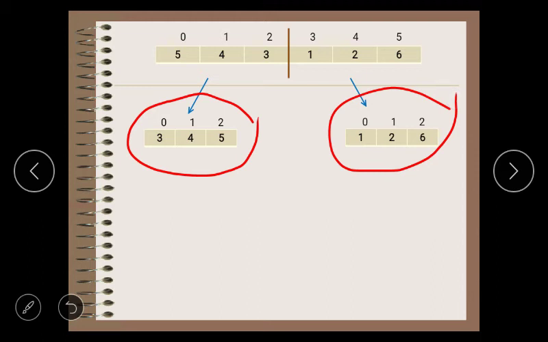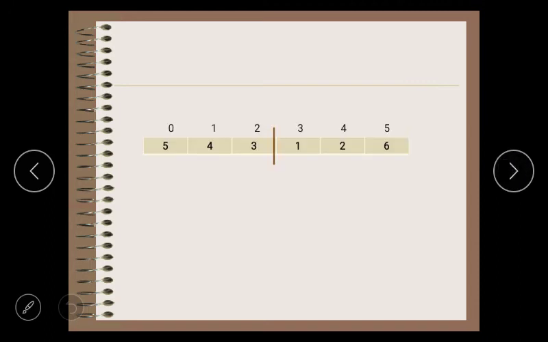Now as both the left sorted subarray and right subarray are sorted, we just have to merge them in ascending order using the merging algorithm. The elements are not in ascending order in the given array, so we need to rearrange them. So this is the actual array. This is the left sorted array and this is the right sorted array.